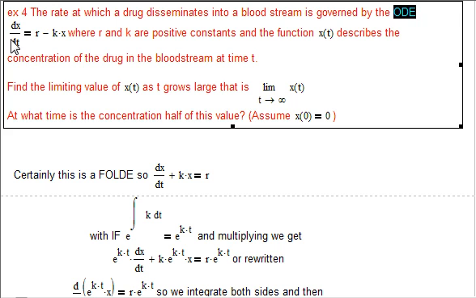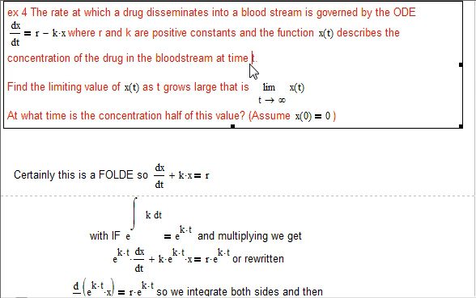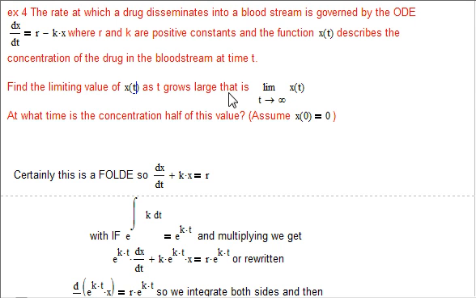So, the rate at which a drug disseminates into a bloodstream is governed by the ordinary differential equation, dx/dt equals r minus k times x. By the way, x is the amount of drug in the bloodstream, and r and k are positive constants, and the function x of t describes the concentration of the drug in the bloodstream at time t after it's administered.